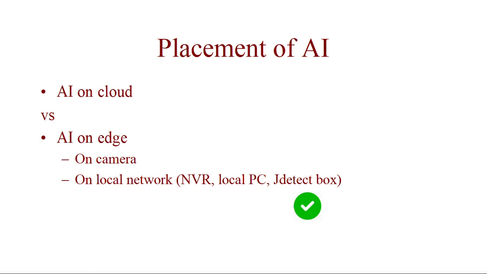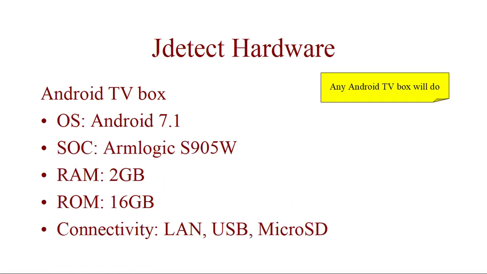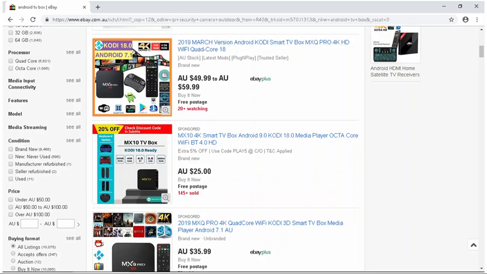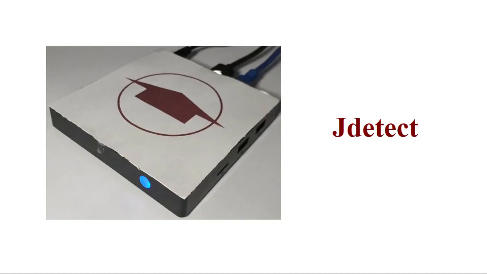Jdetect is the best solution. We let cameras do what they do best and leave AI thinking to a dedicated device, Jdetect. With Jdetect, we repurpose a common Android TV box to do human detection. This is the spec of the box I use, but any current model Android TV box will be able to run Jdetect. If you search on eBay, you'll find they are normally priced around $50. Now we have the Jdetect box.